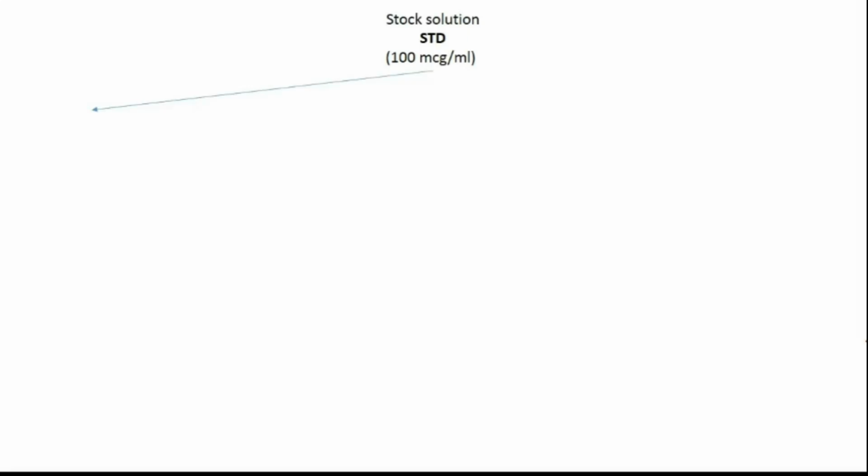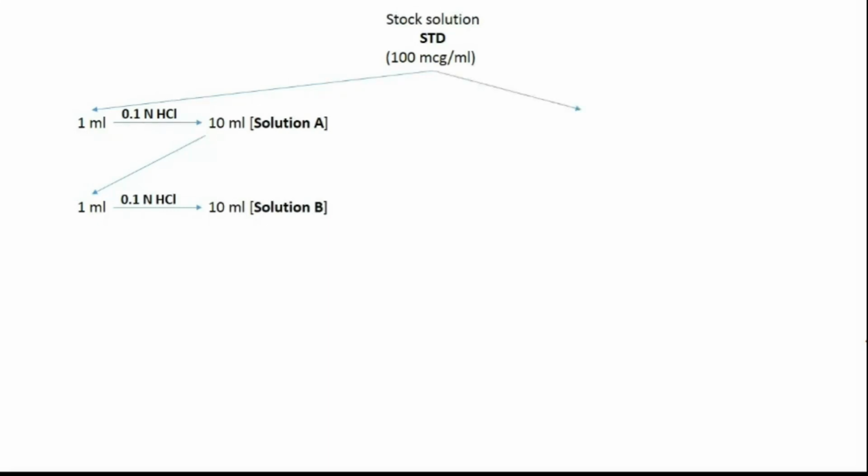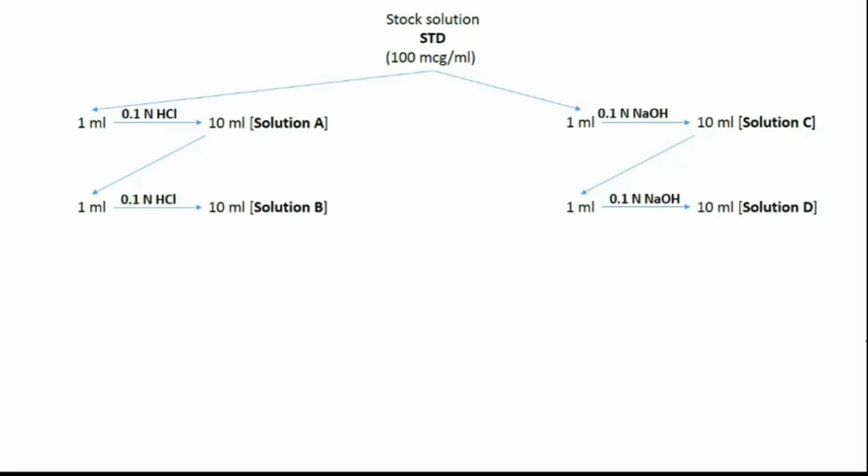So, from this stock solution, I will pipette out 1 ml and dilute it to 10 ml using 0.1 normal HCl. Let us call it solution A. From solution A, I am pipetting out 1 ml, diluting again with 0.1 normal HCl to 10 ml. Let us call it solution B. Again from this stock solution, I am pipetting out 1 ml, diluting to 10 ml using NaOH. Let us call it solution C. From solution C, I am pipetting out 1 ml, diluting with 0.1 normal NaOH to 10 ml. Let us call it solution D.